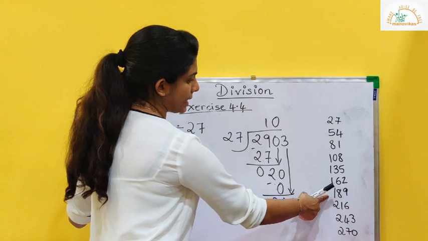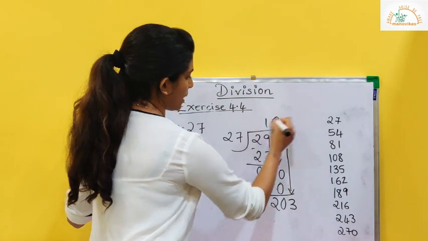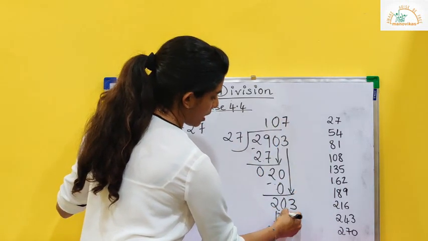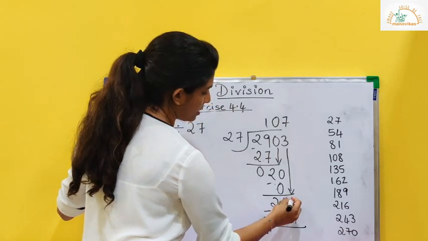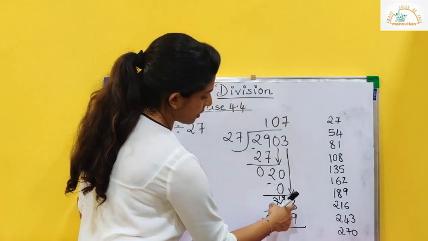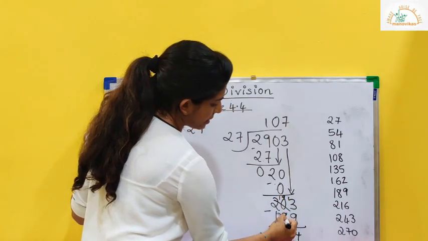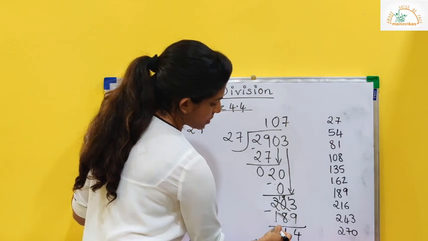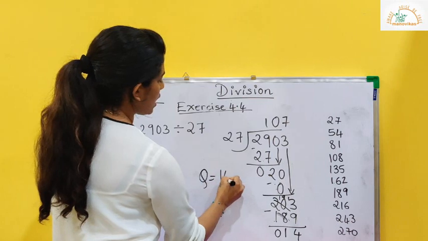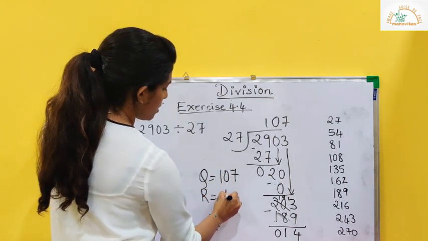It is 189. So 2s are, 3s are, 4s are, 5s are, 6s are, 7s are. So 27 7s are 189 and I subtract it. So this becomes 19 and this one. So 13 minus 9 is 4. 9 minus 8 is 1. 1 minus 1, 0. So I get 14 here. So the quotient here is 107 and the remainder here is 14.